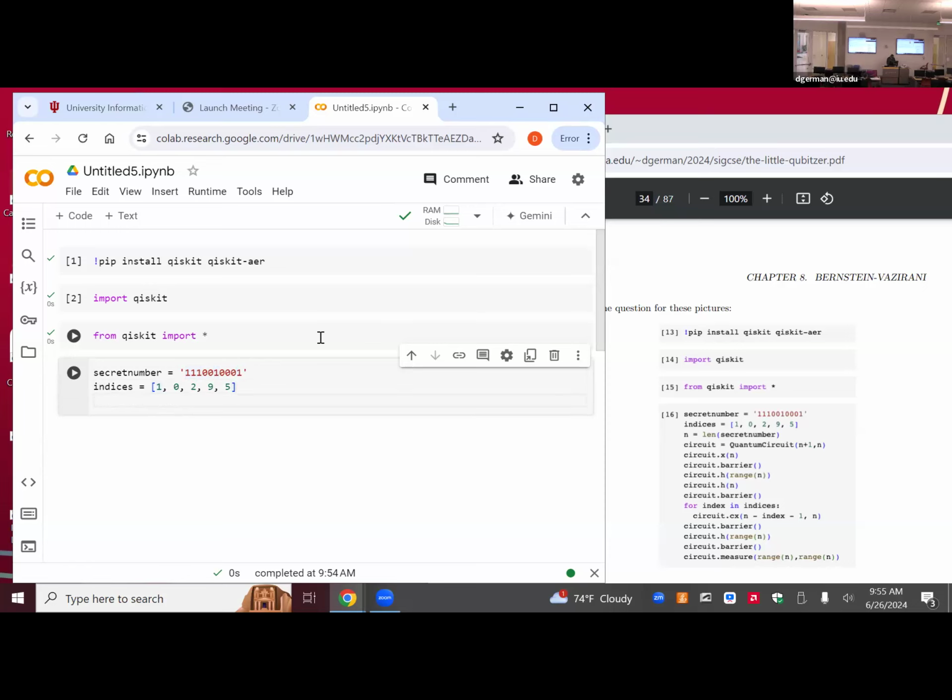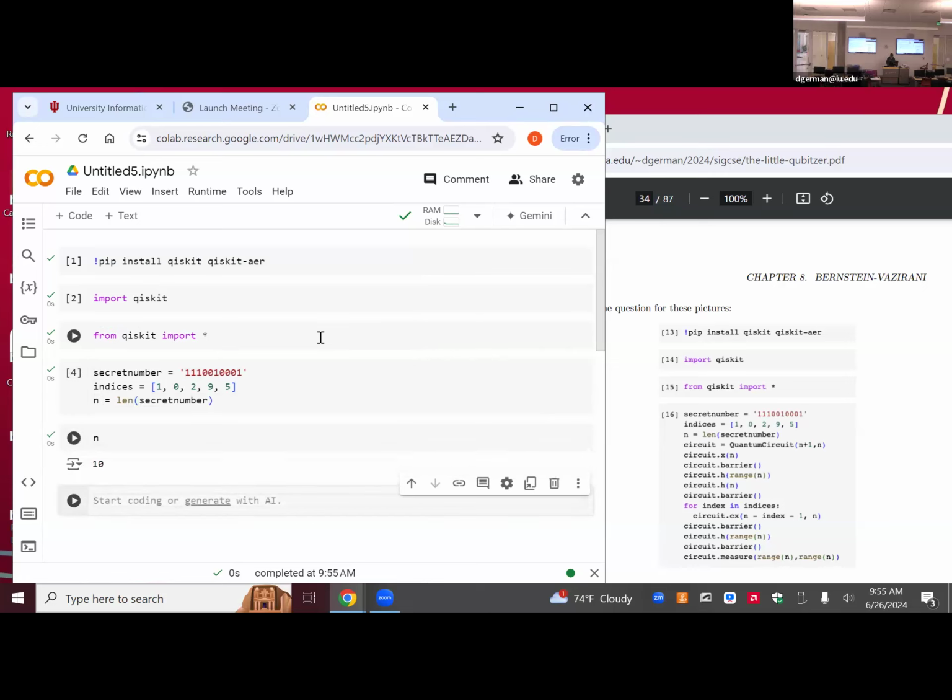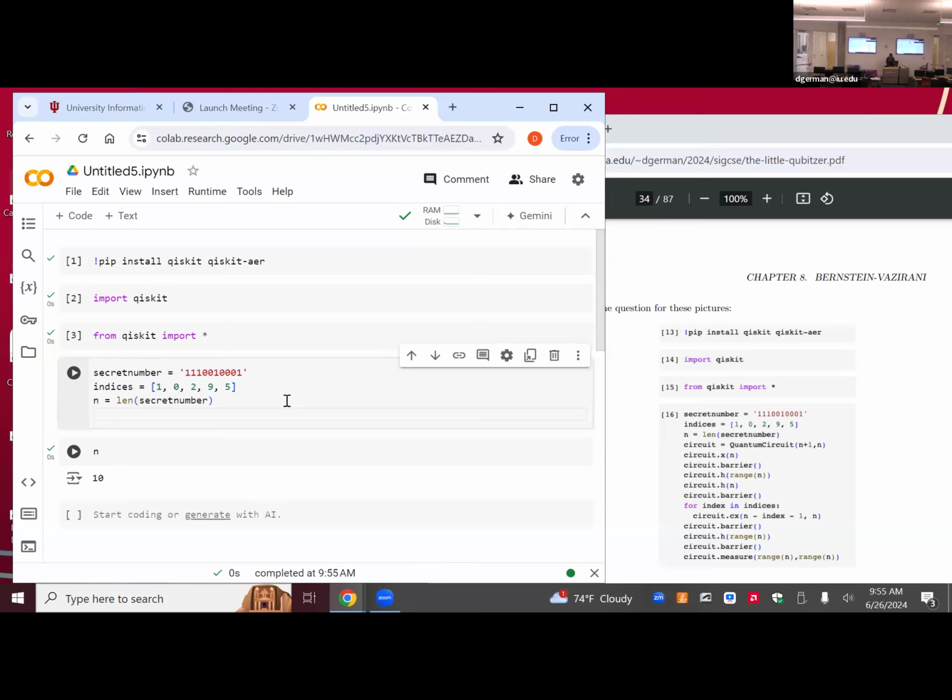So what's the length of the secret number? It's going to be 10. I can do this and say n, show me, and that's going to be 10, clearly 10. So as you build stuff, you can test it. But in this case, I don't think we need to test too much.